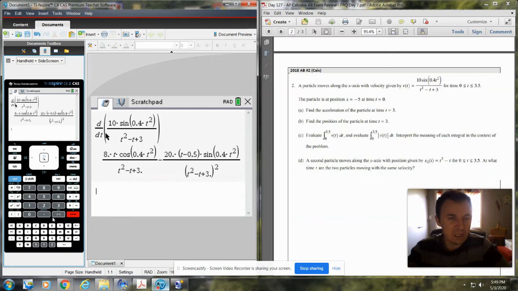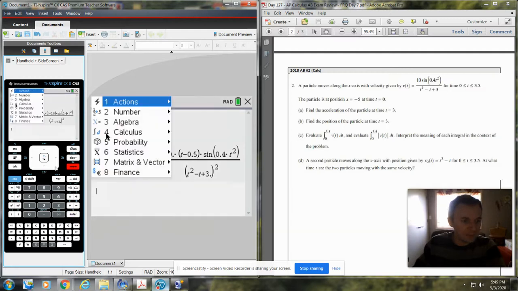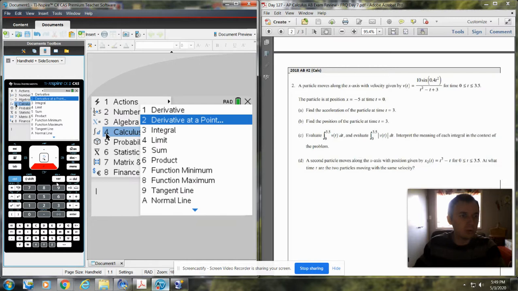Now, it is unlikely that you would get a question just asking you to find the derivative by itself. So this is how you find the derivative of a function. Now we could just take this and replace all the t's with a 3, as part A tells us to do, right? To find the acceleration at time t is equal to 3. But a much easier way we can do it is what we're going to do here. We're going to go back to menu. We're going to go back to that calculus option, press enter, and we're going to go to derivative at a point.